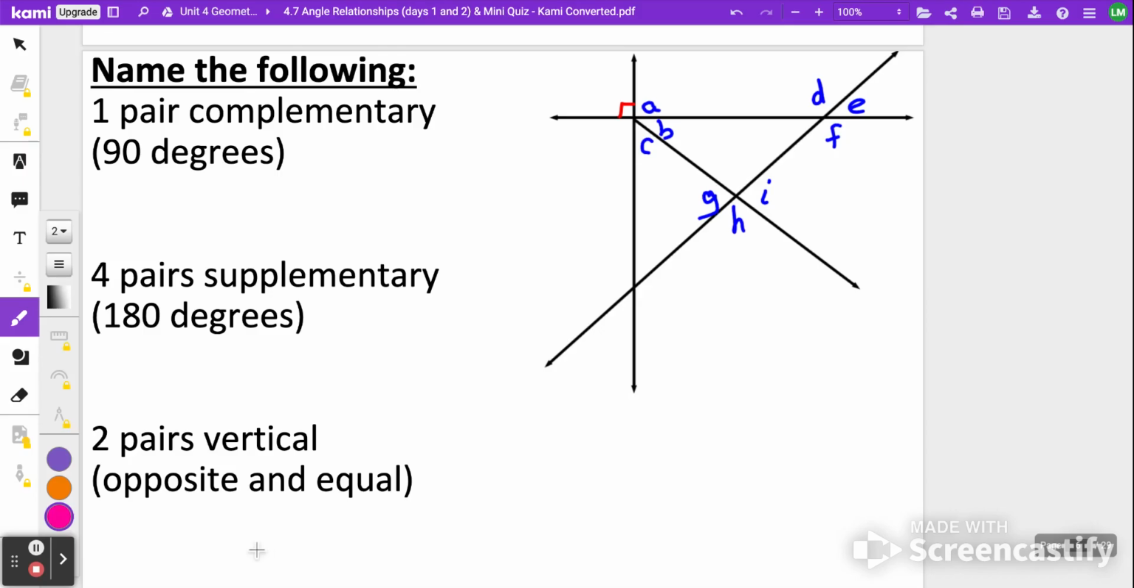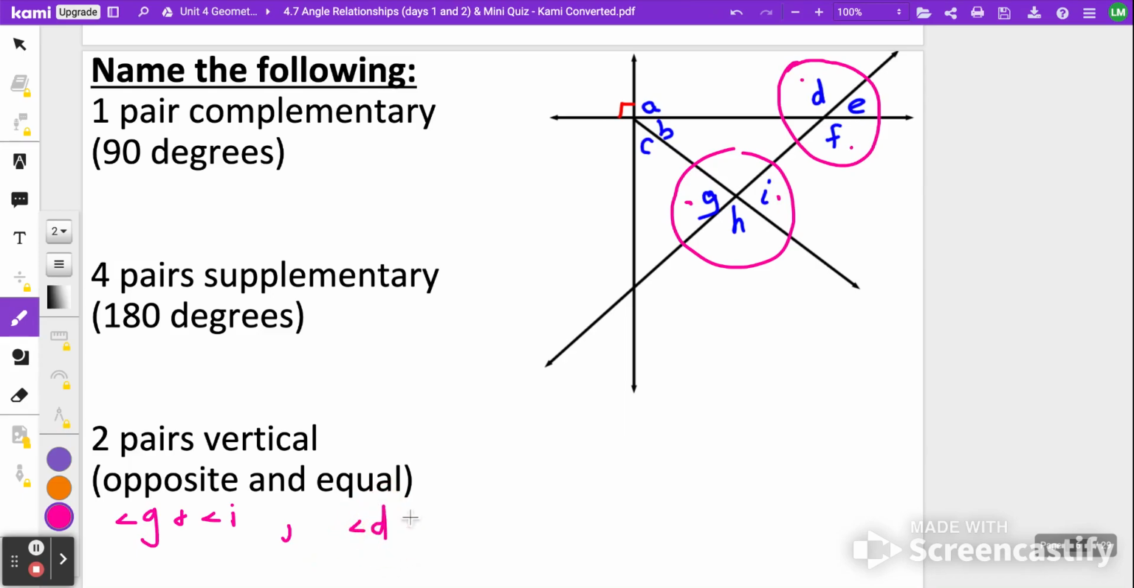I want to maybe start with vertical angles because those are actually a little bit easier to see. If you look here in this intersecting line, you can say that angle G and angle I are opposite one another. So we could say angle G and angle I are vertical. That's one pair. The other pair I'm seeing is this intersection of lines. I have angle D is opposite from angle F. So angle D and angle F.